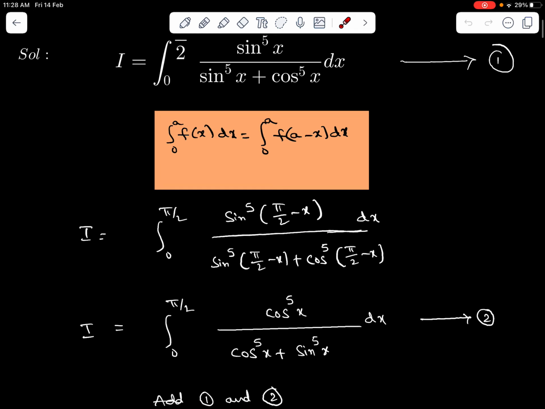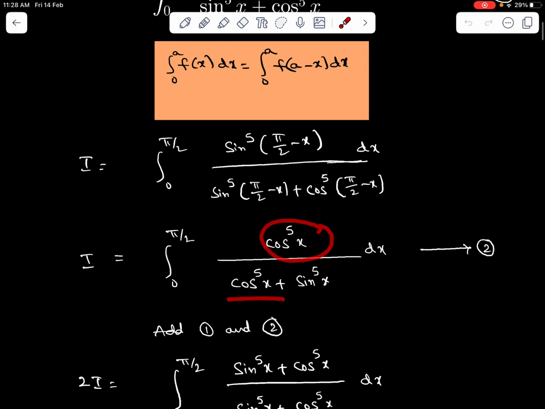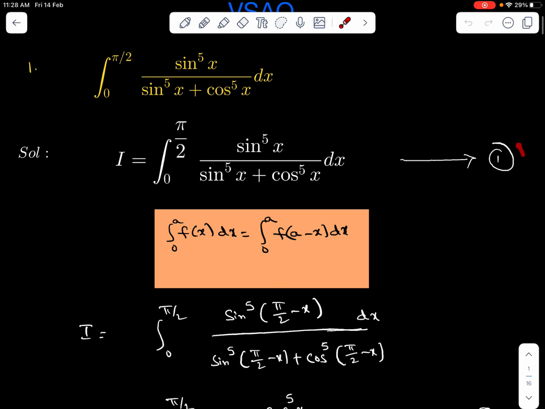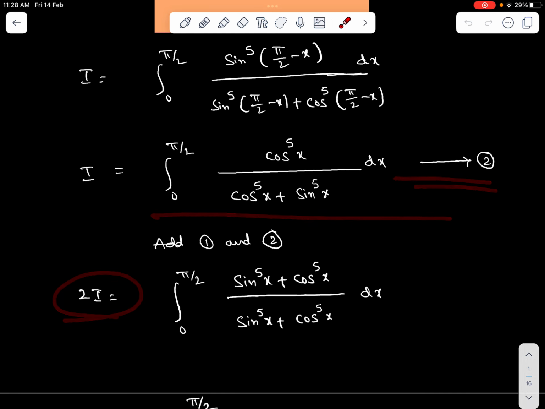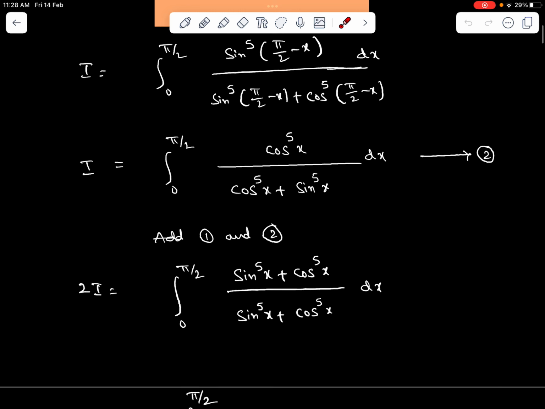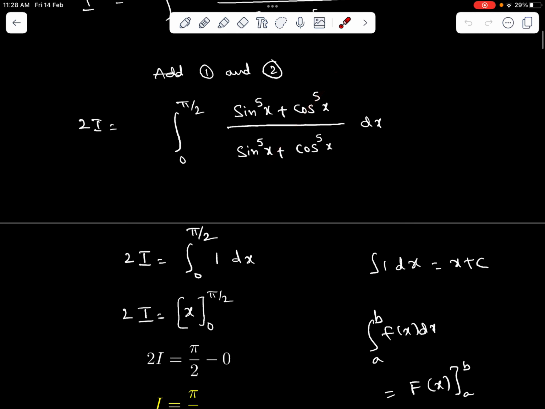Okay. Therefore, we know the value of sin (pi by 2 minus x) is equal to cos x. Therefore, cos power 5x by cos power 5x plus sin power 5x. This is equation 2. Adding equation 1 and equation 2, therefore, 2i is equal to integral 0 to pi by 2 of (sin power 5x plus cos power 5x) by (sin power 5x plus cos power 5x). Therefore, 2i is equal to integral 0 to pi by 2 of 1 dx.